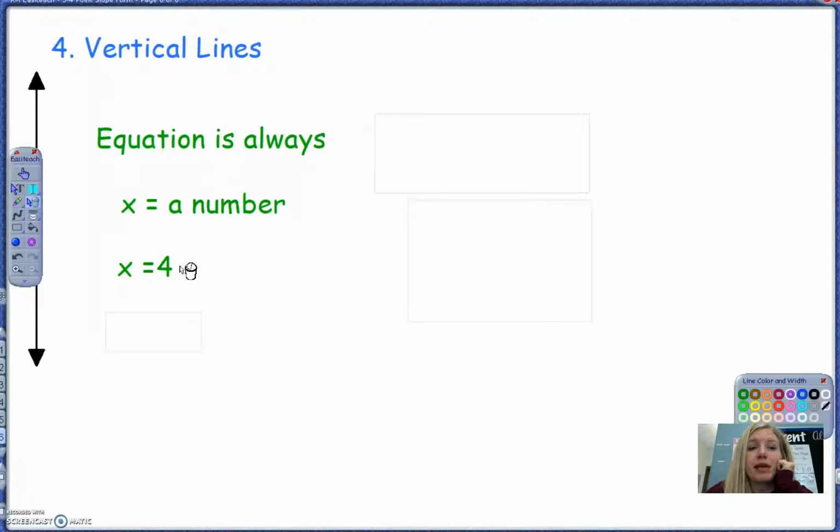So examples could be x equals 4, x equals -2. Okay, these are not y equals equations. These are the only equations that are not y equals. Everything else is going to be y equals, and then you can have your mx plus b.